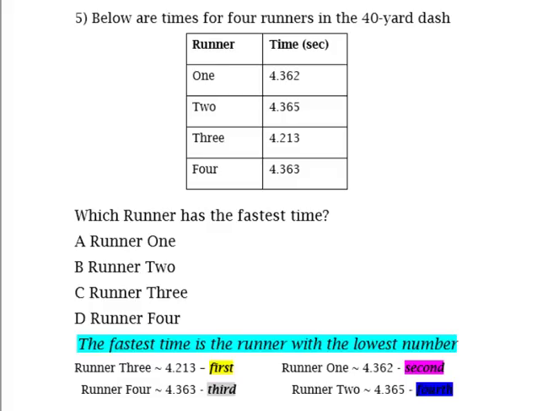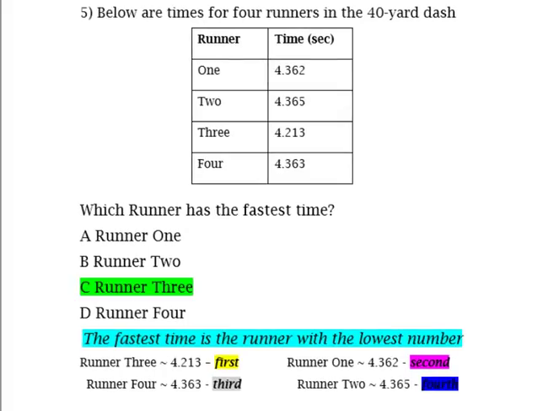So in looking at our answer choices to answer which runner has the fastest time, what is our correct answer? If you said runner 3, you are correct. 4.213 is the lowest number.